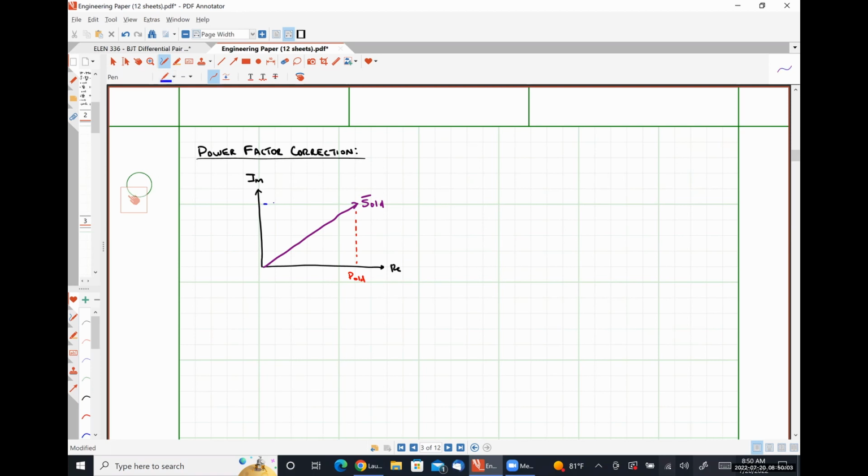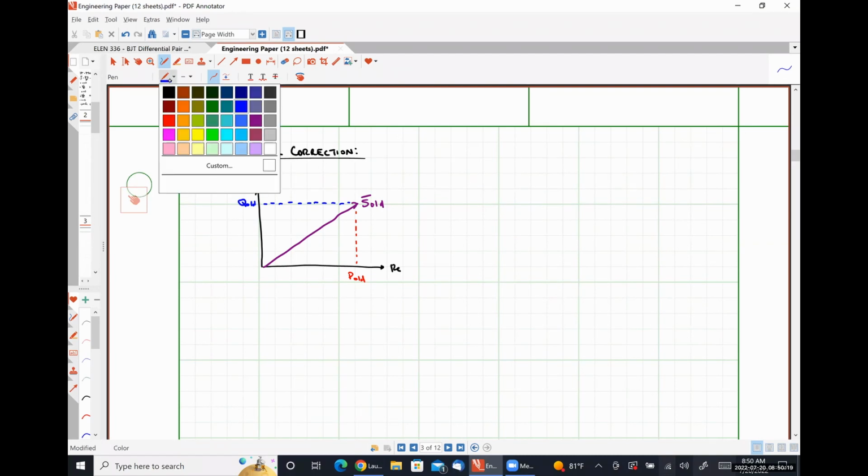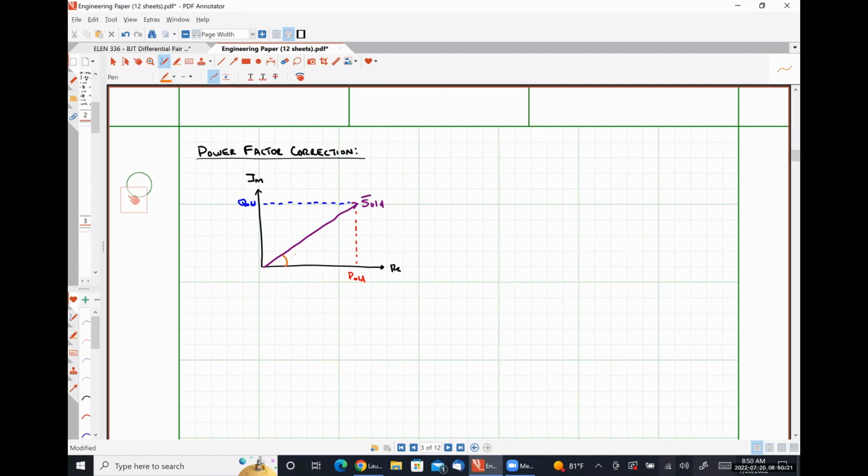And the projection of S old onto the imaginary axis will be Q old, the reactive power absorbed by the load prior to power factor correction. And this angle right here we'll call theta old, which is the power factor angle prior to power factor correction being applied.